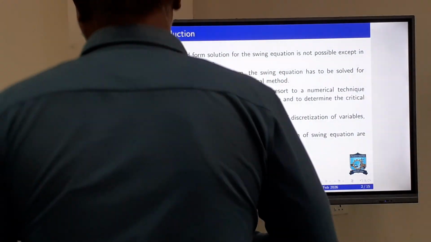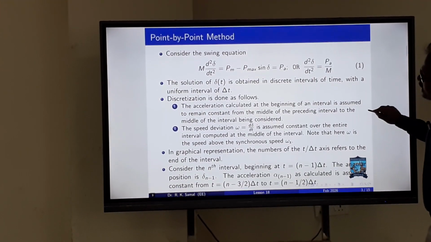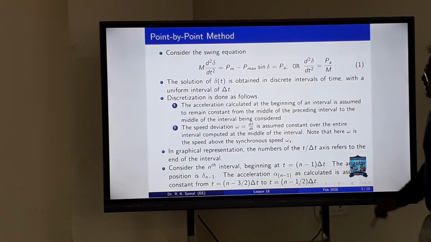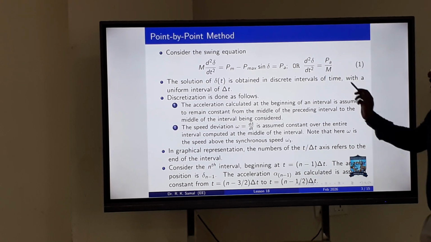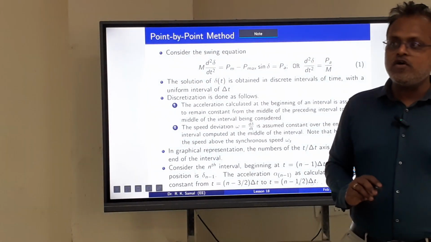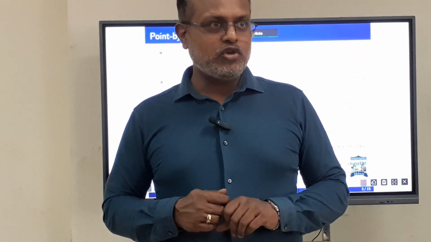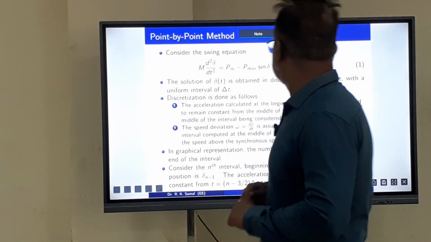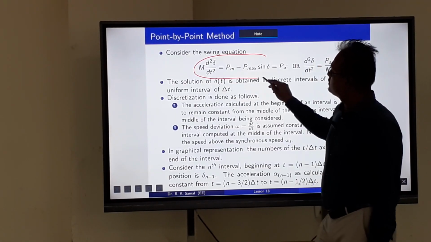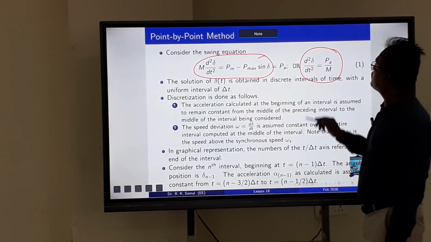Okay. So what is this point by point method of solution? The exam question will be of the form: describe the point by point method of solution to the swing equation. It will be a theoretical question; problems may not be asked. But our objective here is this: write down the swing equation in this form, d square delta by dt square equal to the accelerating power term. And this solution is obtained in discrete intervals.